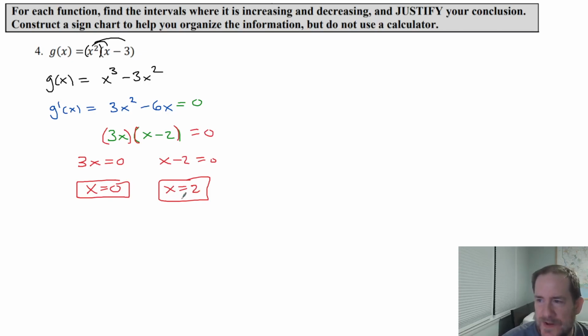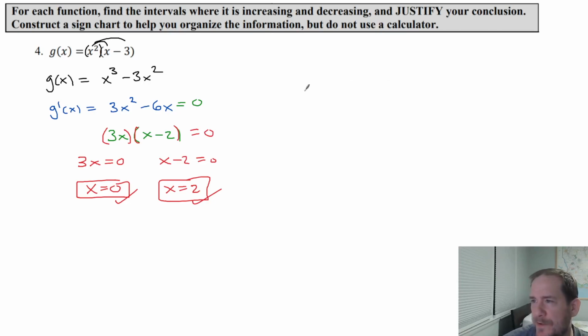I do want to take those and make sure that they actually work in the original function though, and they do. If I plug in 0, I do get some answer back. It doesn't matter what answer I get as long as I get back a real answer rather than something non-real or something undefined. So 0 is good. And if I plug in 2 squared, something else, yeah, it works. So these are both my critical values.